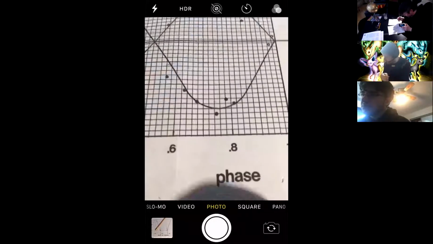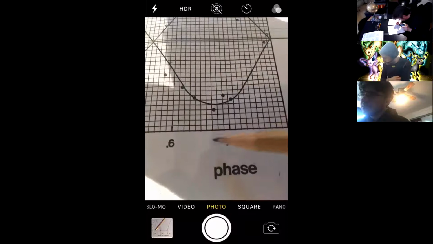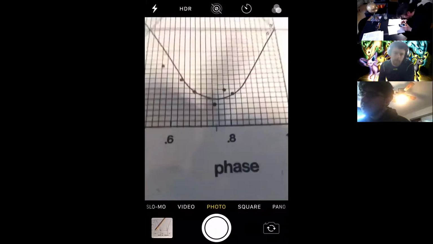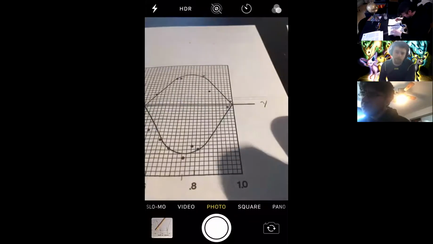We're going to do the same thing at 0.75. This is 0.7, 0.72, 0.74. There's 0.75 right there, okay? Let's do this nice and careful.